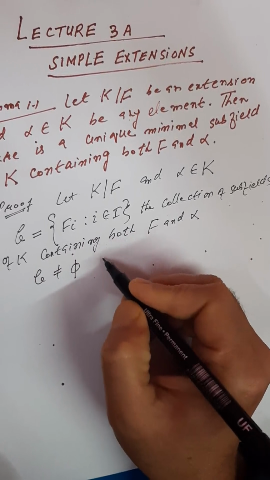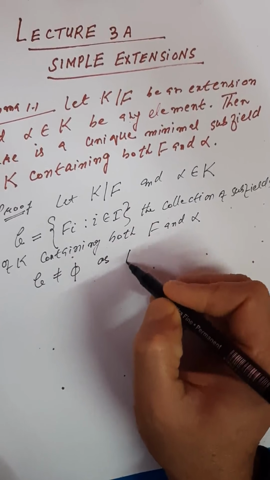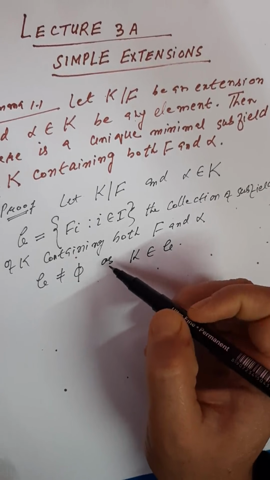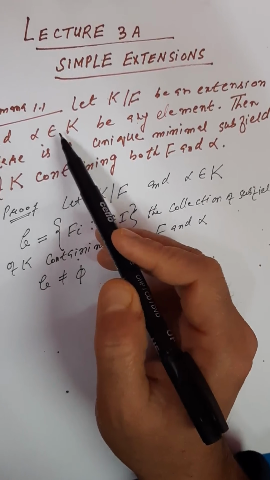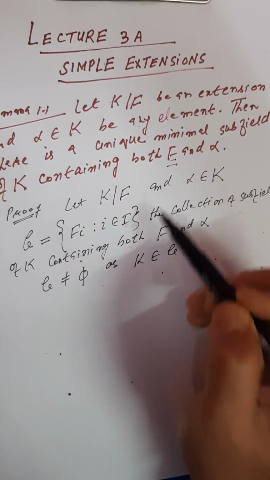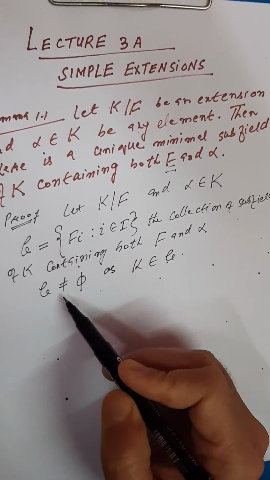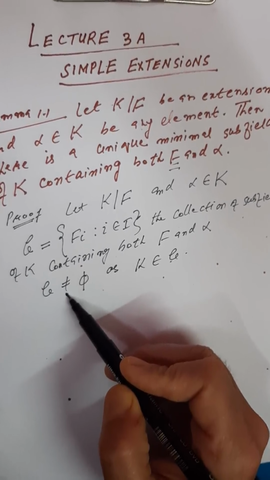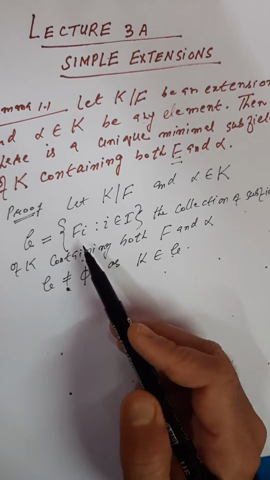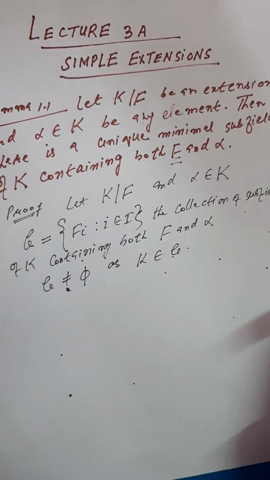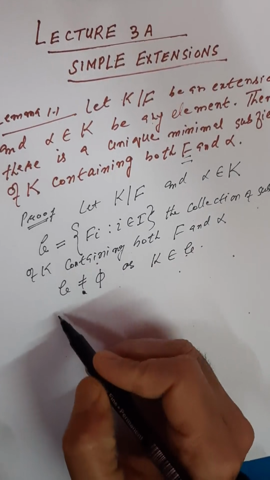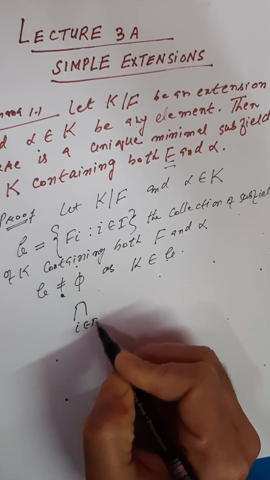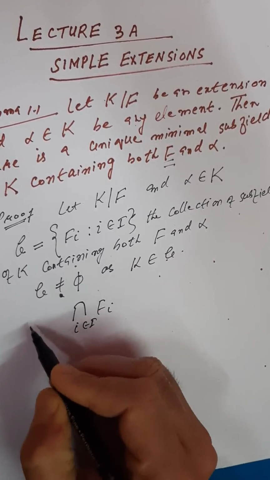How? As K is a member of this family, because K is a subfield of K and K contains both alpha and F by our assumption. So as at least K lies in this family, this is a non-empty collection of subfields of K containing F and alpha. Now what do we do here? We take the intersection of this family, the intersection over i in I of Fi. So let it be L.